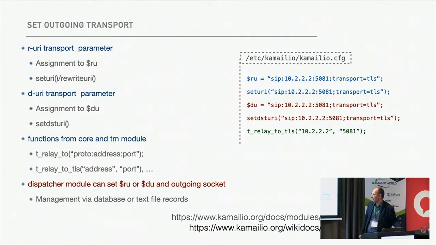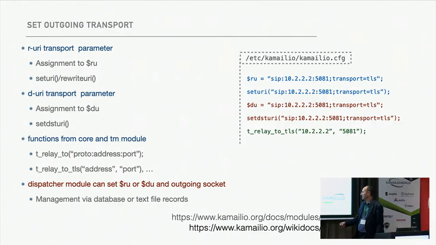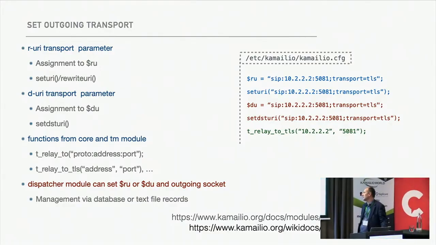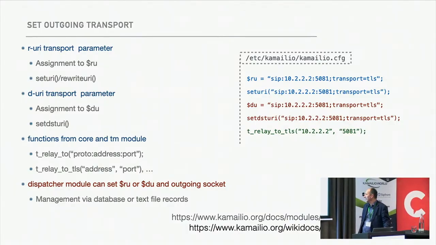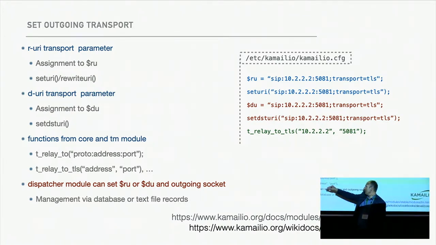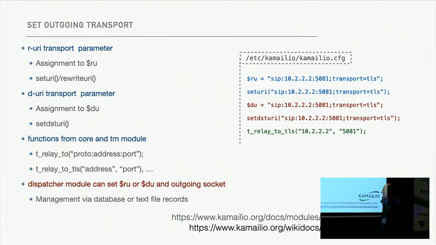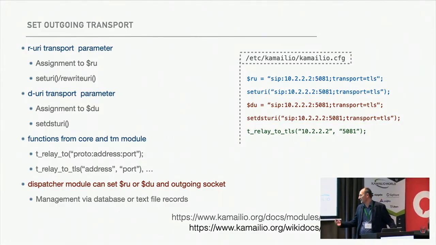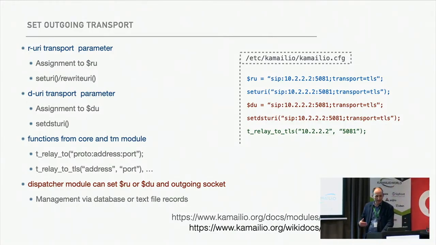Then there are some functions from TM where the name of the outgoing transport is in the name of the function. We inherited that from the SER project when we merged in 2008, 2009. And we kept it, and it has more or less the same behavior. And there is also one generic t_relay2 where you give the socket address, proto, IP or host, and port. And then you can use some modules. I listed dispatcher here, but I think also LCR and carrier route, you can set the outgoing transport without any problem. And then the management can be done more easily through the text file or through the database.